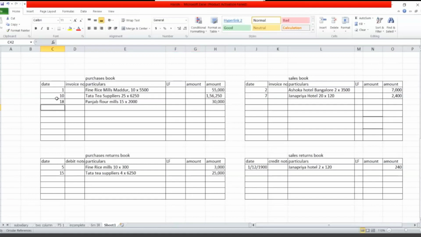Next, supplied 2 bags of rice and 3 bags of wheat flour to Reliance Stores at prices of 3,400 and 2,600. It will be shown in the sales book. What was the date? On 21st. Who is the person? Reliance Stores. What did we supply? Rice. 2 bags, 2 into 3,400, which gives 6,800.